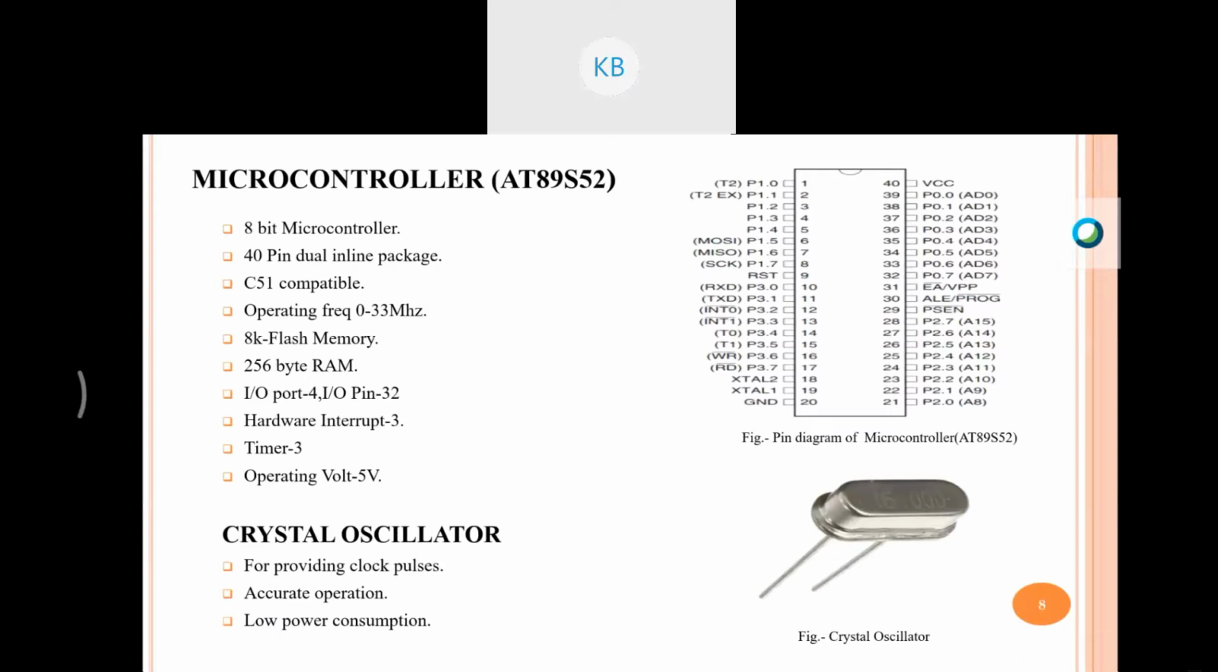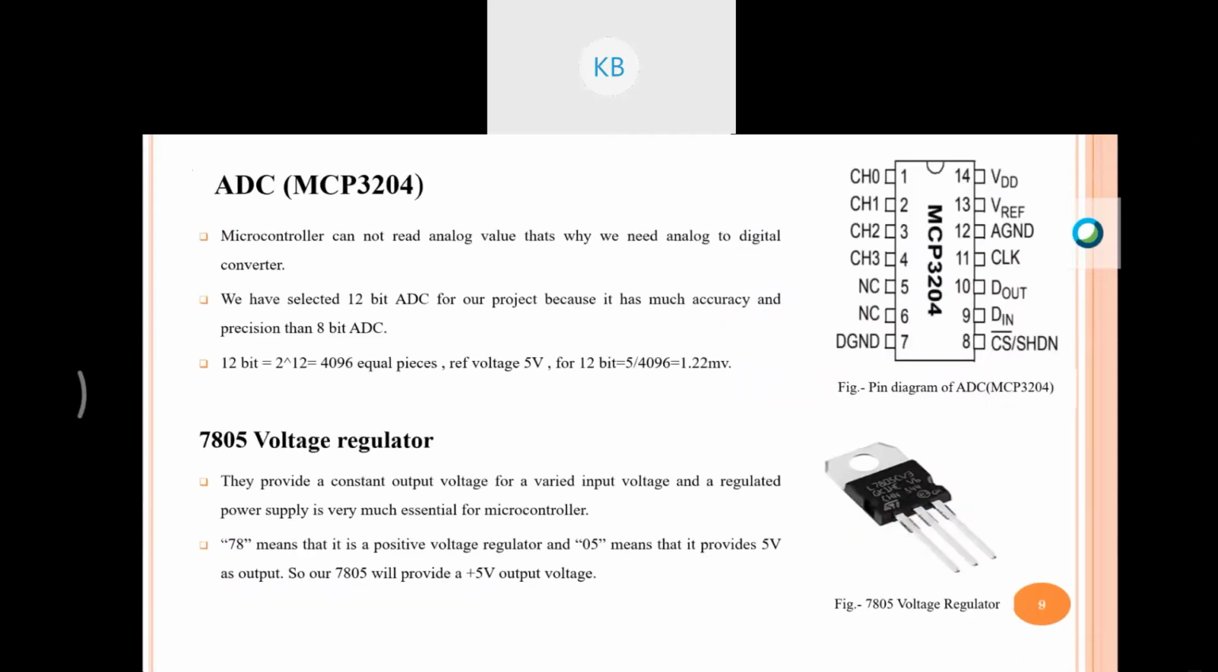And the next component, next slide, please. We have used the ADC. The ADC is used because the microcontroller cannot read analog values. That's why we need to convert the analog value to a digital value. We have used a 12-bit ADC because it has much more accuracy and precision than an 8-bit ADC. Here we can see that 12-bit is equal to 2 to the power 12, which is equal to 4096 equal pieces.